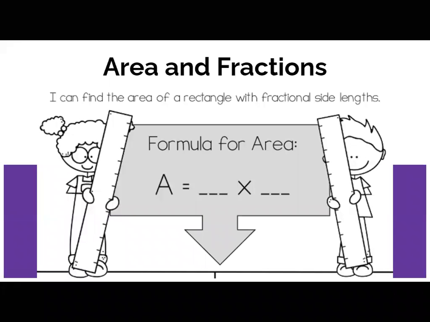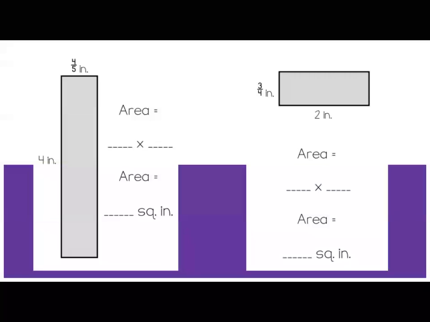Okay, now we're going to take a look at area and fractions. I can find the area of a rectangle with fractional side lengths. Sometimes we don't have those nice, neat whole numbers when we're trying to find the area. Sometimes we do have fractions that we have to multiply with. So the first thing we need to review is our formula for area. We know that area equals length times width. We need those two dimensions in order to find the area of a rectangle.